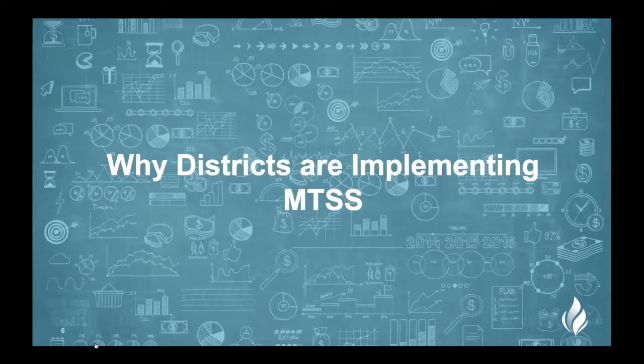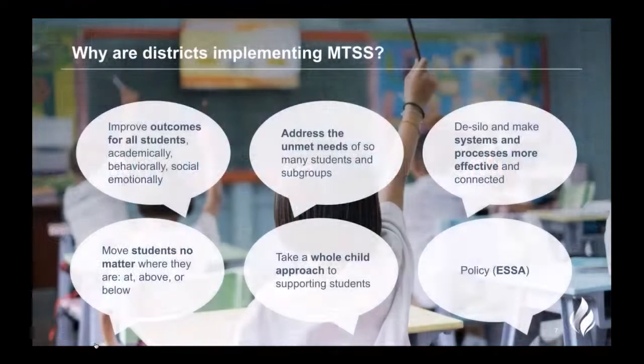So why would school districts want to implement an MTSS, or why are we finding that school districts are implementing an MTSS? It's because we want to improve the outcomes for all students from the academic, behavioral, and social emotional lens. So we look at students not just from their academic needs, but also think about the different behaviors and different skills that they need to develop in order to become a productive member of society.